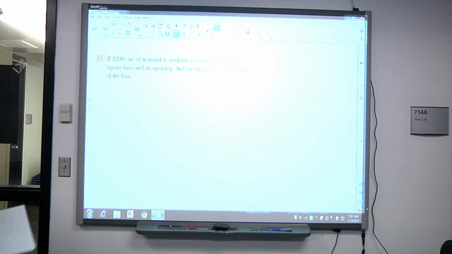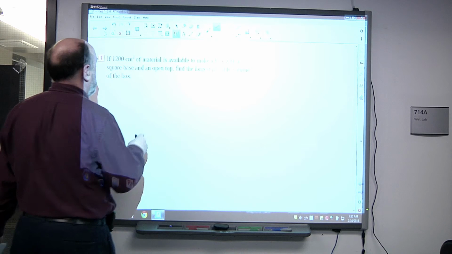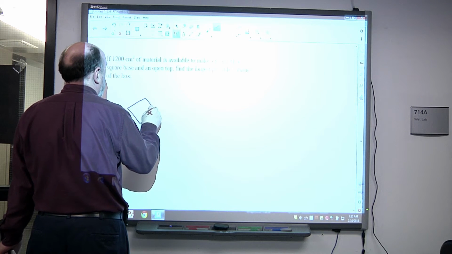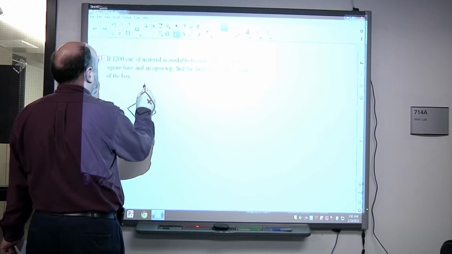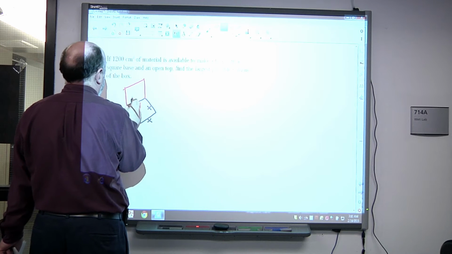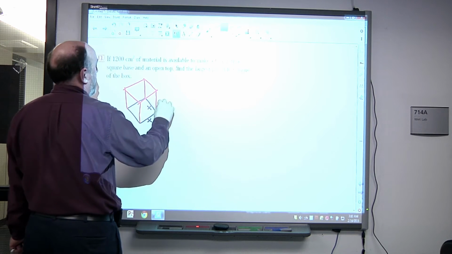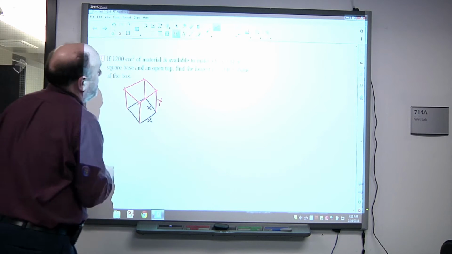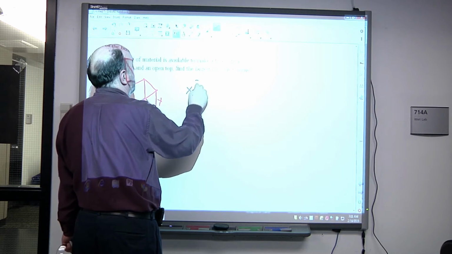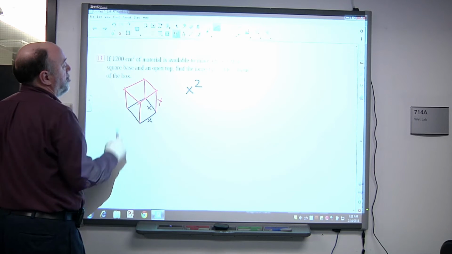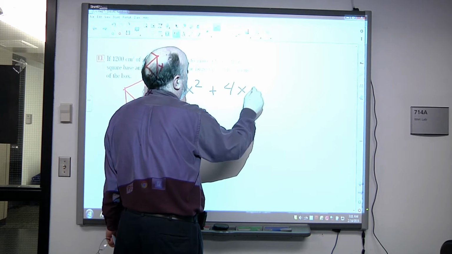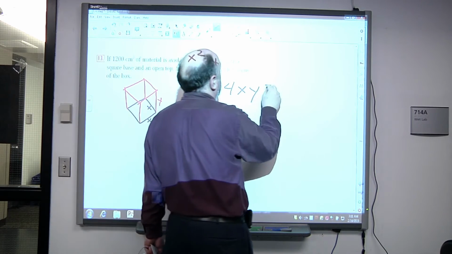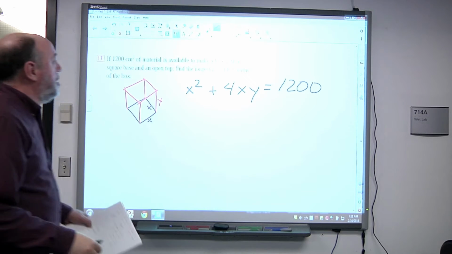So we've got 1,200 square centimeters of material. We're going to make a box with a square base and an open top. So basically we have a box with a square base. So this is going to be x by x. And then the height of this is going to be y. So in terms of material, the bottom has an area of x squared. And then we have 1, 2, 3, 4 sides, each of which has an area of x times y. And there is no material on the top, so that would represent the amount of material that we're using to build this box.